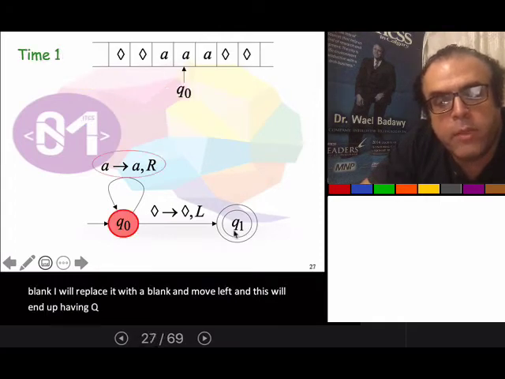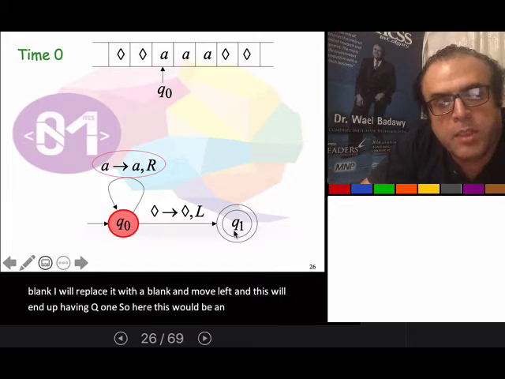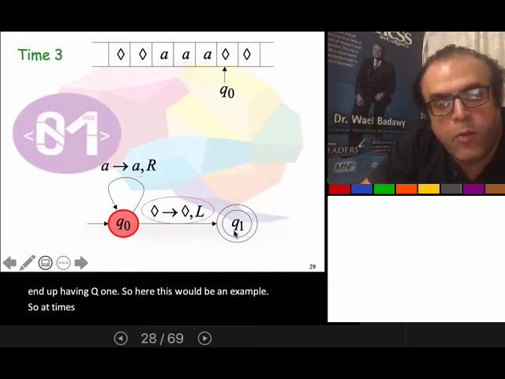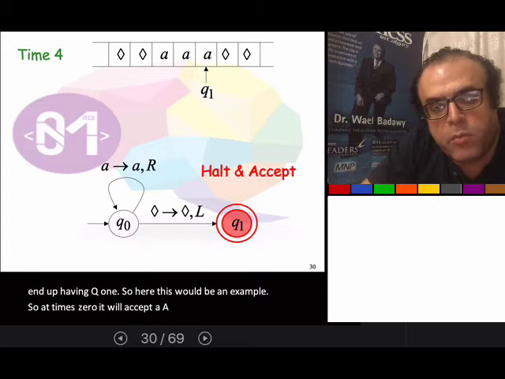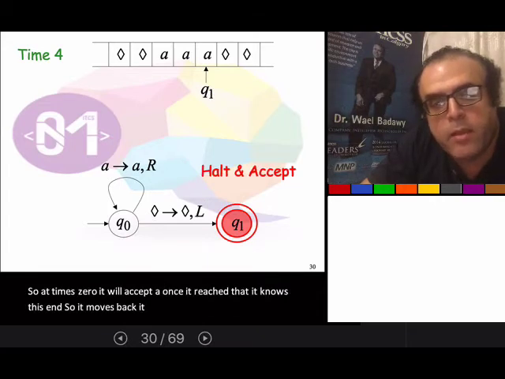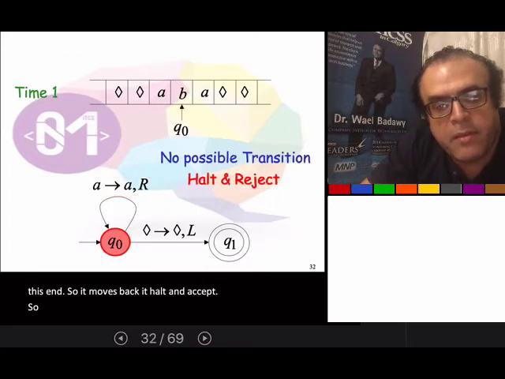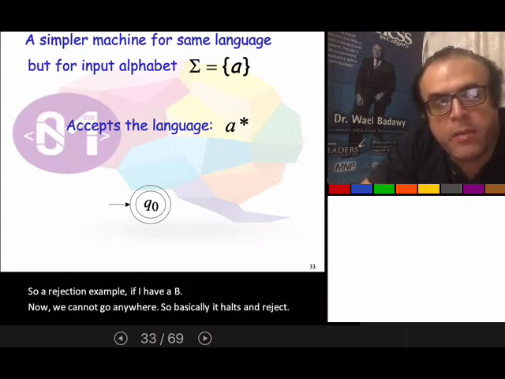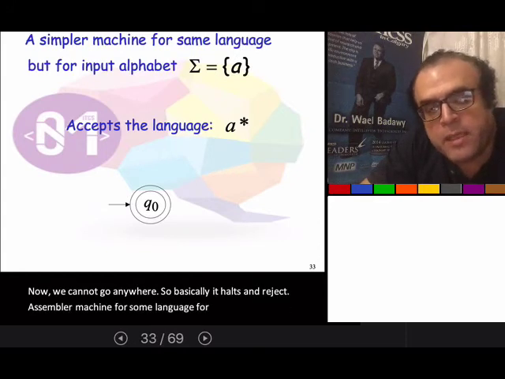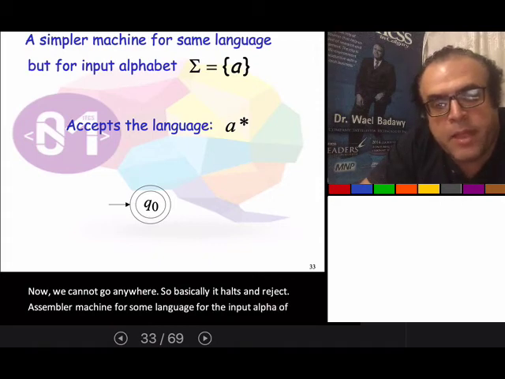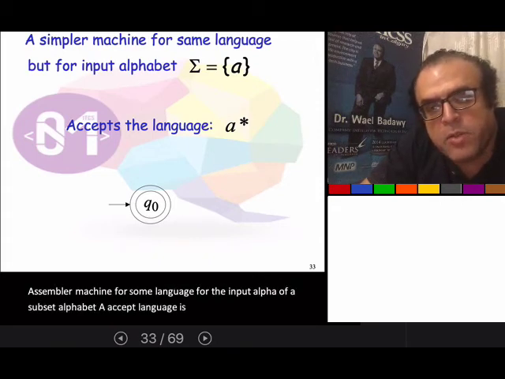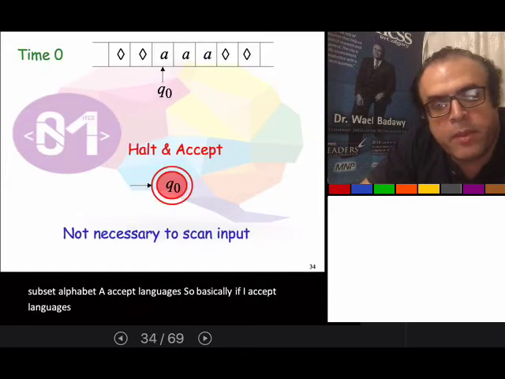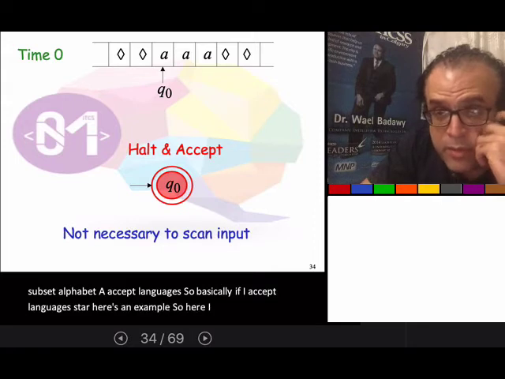So here, this will be an example. At time 0, it will accept A. Once it reaches the end, it knows its end, so it moves back, halts and accepts. A rejection example: if I have A, B, now B cannot go anywhere, so basically it halts and rejects. A Turing machine for some language, for the input alphabet A, a subset of the alphabet, accepts the language A. So if I accept language A star, here's an example. Here I accept the first input A and I will stop at the first Q node.